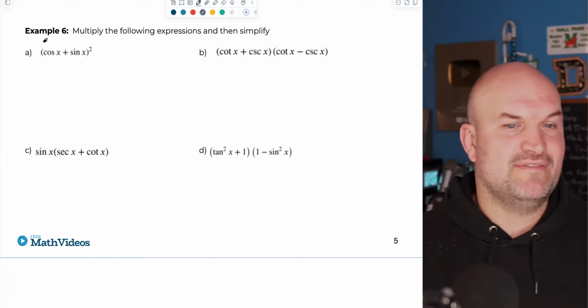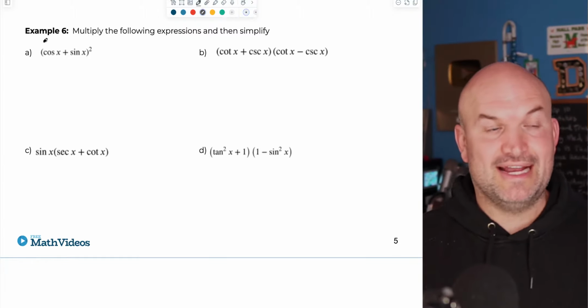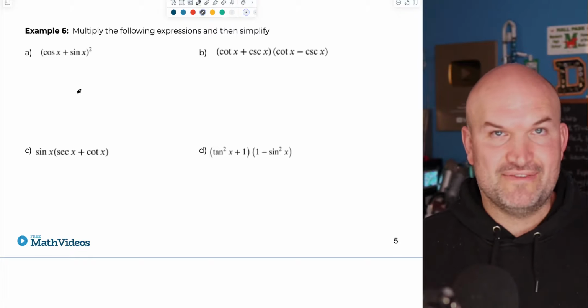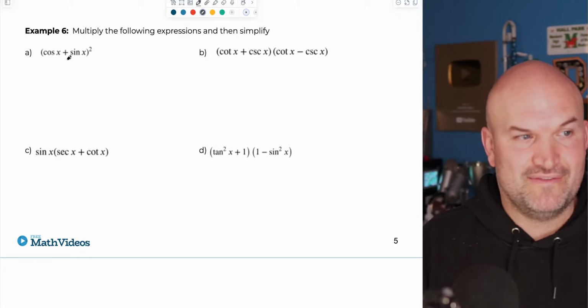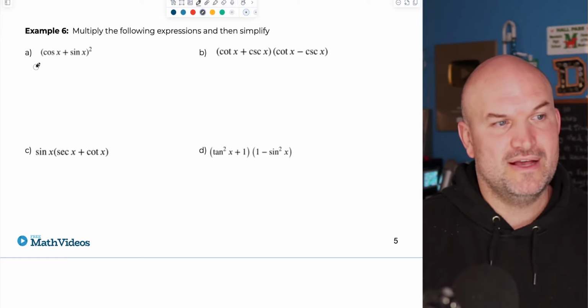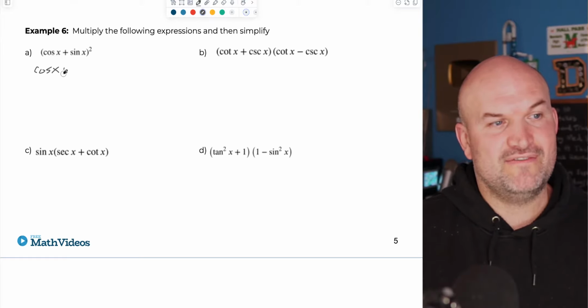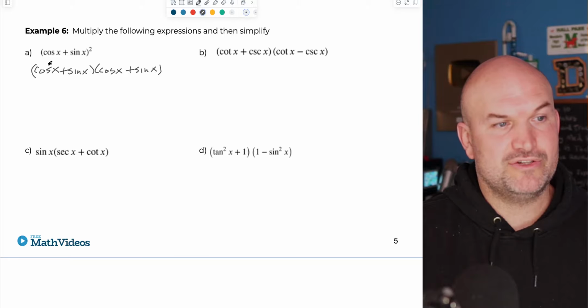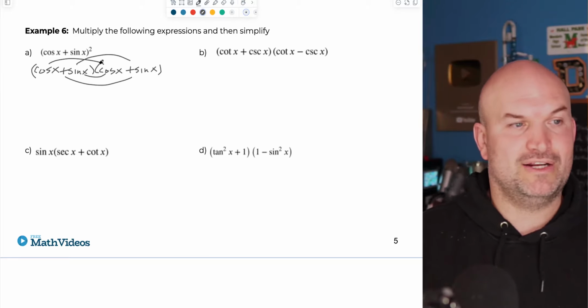So if I have cosine of x plus sine of x, remember, ladies and gentlemen, that is cosine of x plus sine of x times cosine of x plus sine of x. It's very important: do not just distribute that square to both of those terms. This can be rewritten as cosine of x plus sine of x times cosine of x plus sine of x, right? So you can apply the distributive property, or FOIL, however you remember how to do this.